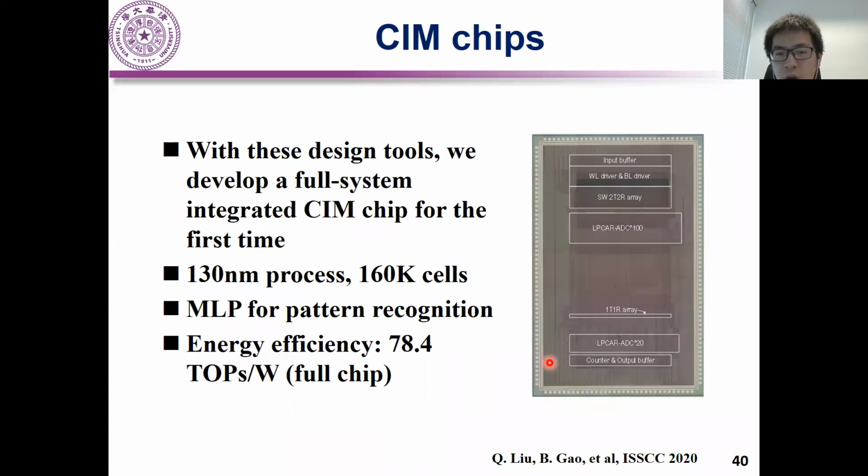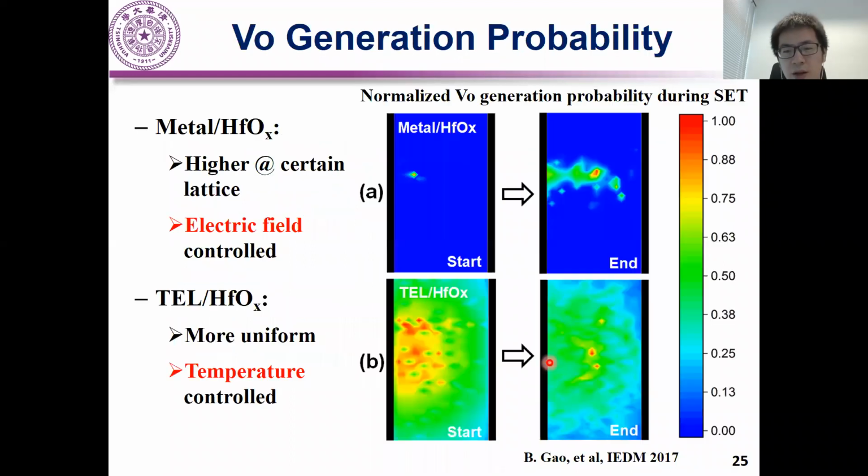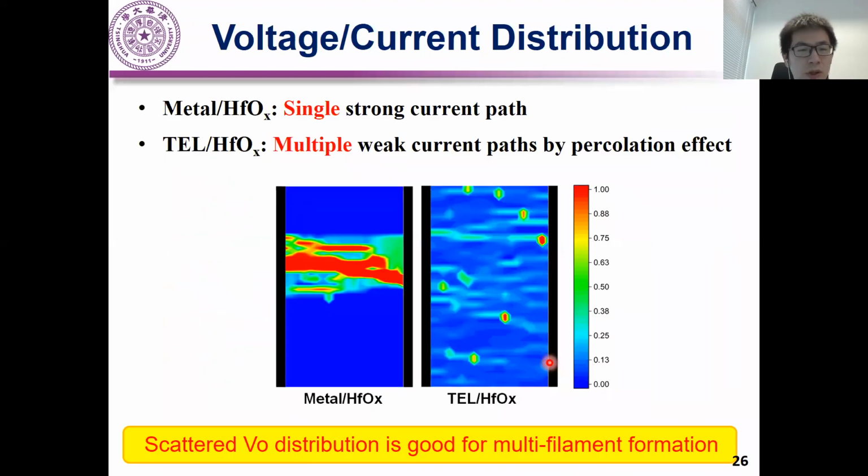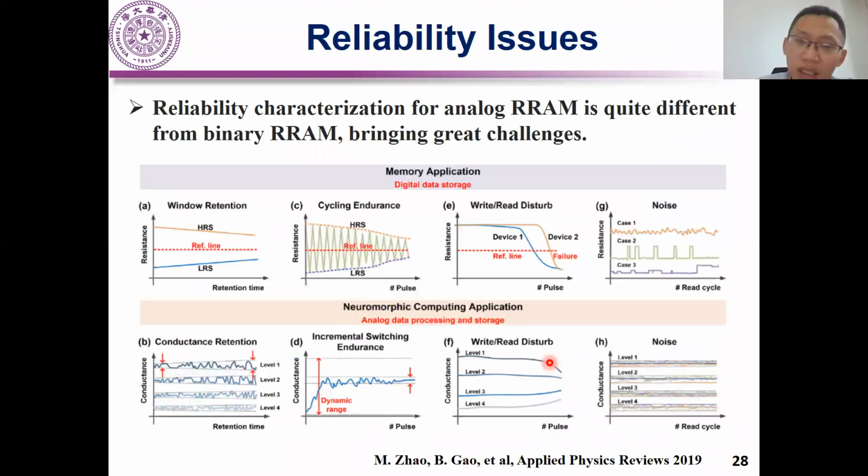So when talking about the reliability issues, you mentioned that analog RRAM is quite different from a normal binary RRAM and requires a new modeling methodology to deal with the challenge. So could you please explain more about that? What's the difference between binary and multi-level modeling? Okay, I think there are two questions.